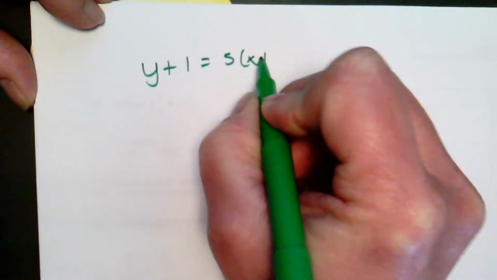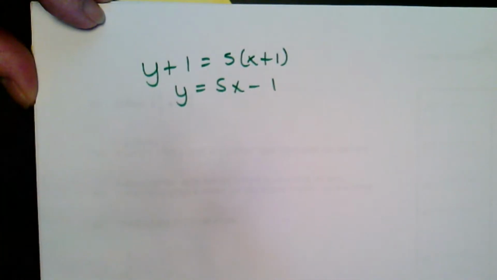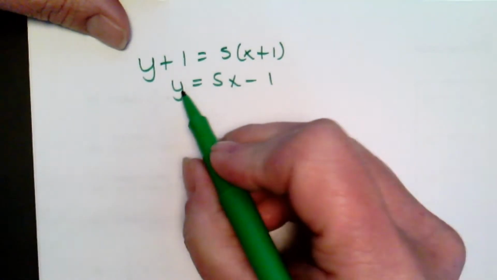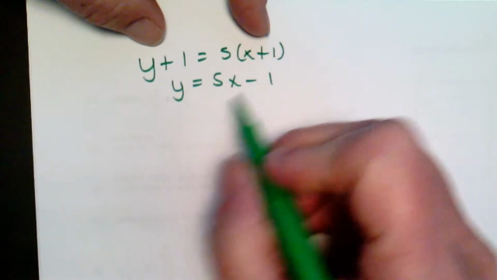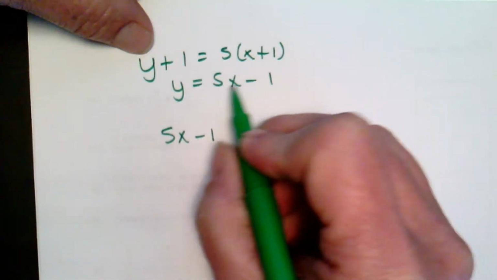Let's do two more. So I have y plus 1 equals 5x plus 1, y equals 5x minus 1. So it says solve the equation using the substitution method. So I already got one that I can plug in. So I plugged this into here.